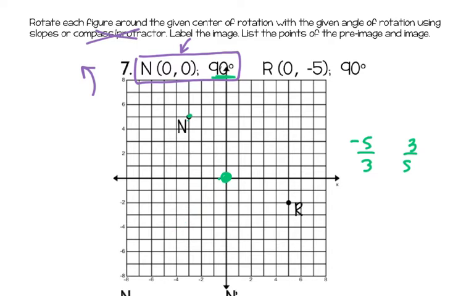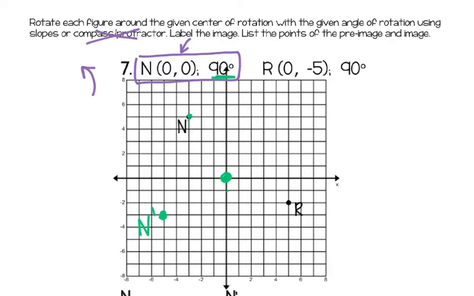So what I'm going to do is go to my center, my point of rotation, and go down 3 and left 5. And so this has a slope of 3/5. This has a slope of negative 5/3, and that's going to create a 90-degree angle. So I don't really want all of those lines there. I'm just going to put this right here as my point n prime. And so that is what n looks like if it's been rotated 90 degrees around the origin, or around 0, 0. So you just use those perpendicular slopes.